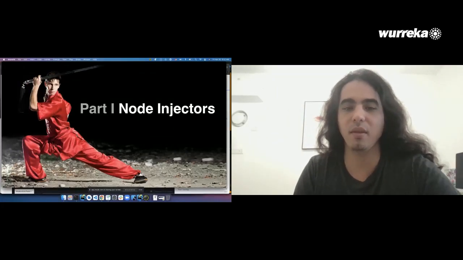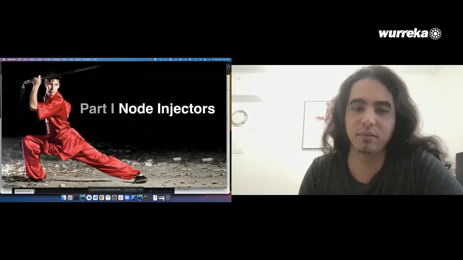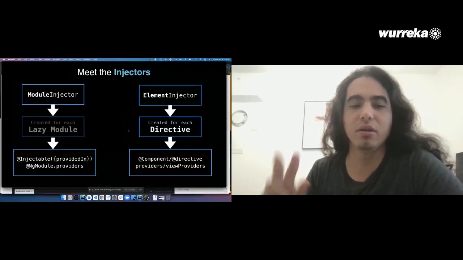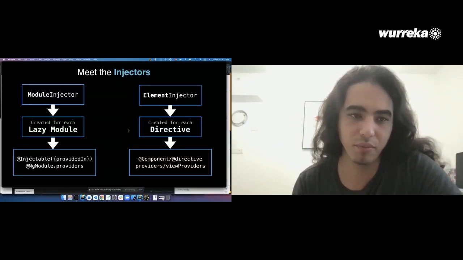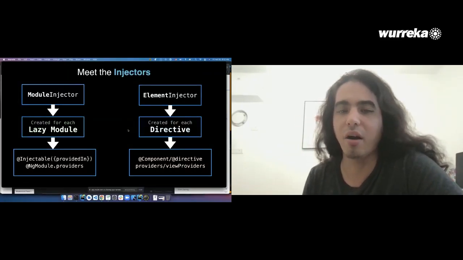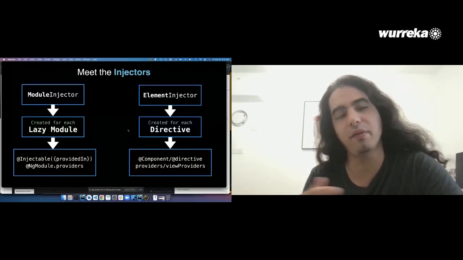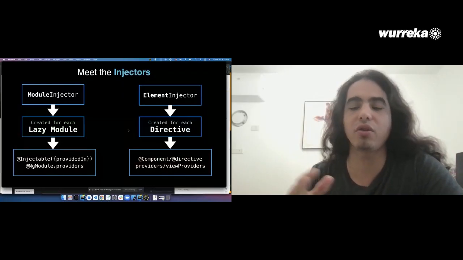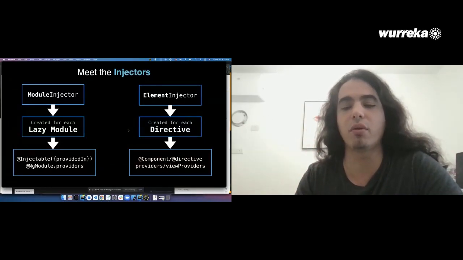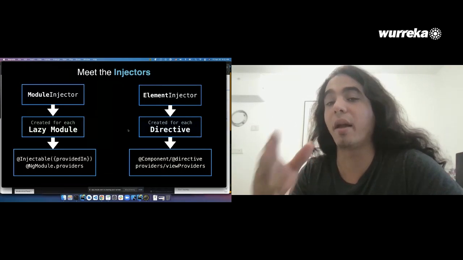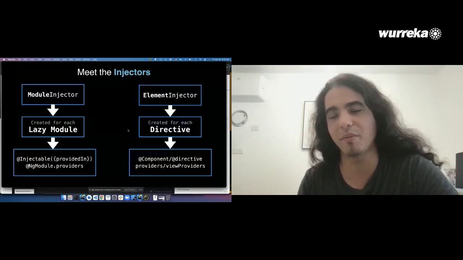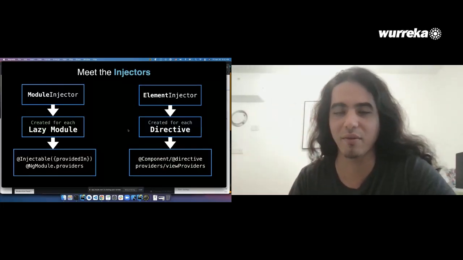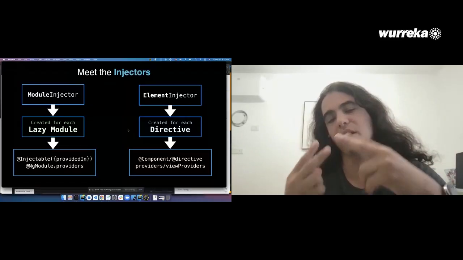So let's dive in. In Angular, we basically got two injectors. We've got the R3 injector. On the left side, I marked it as a module injector. And we've got an injector per every component or for each directive. It's more valid to say each directive because component extends directive. So we're dealing with two types of injector.